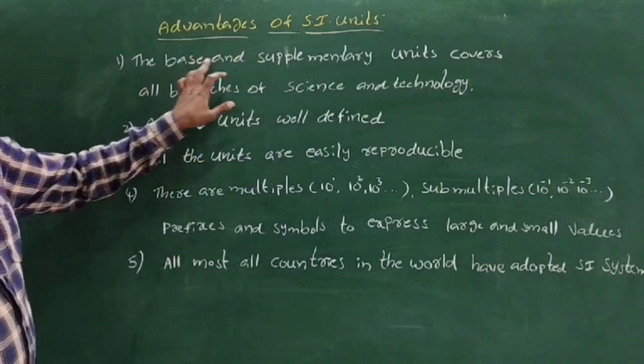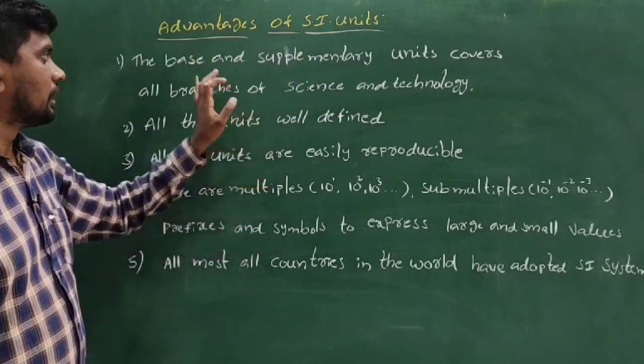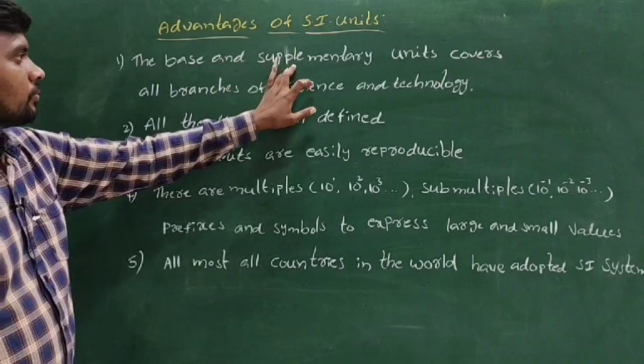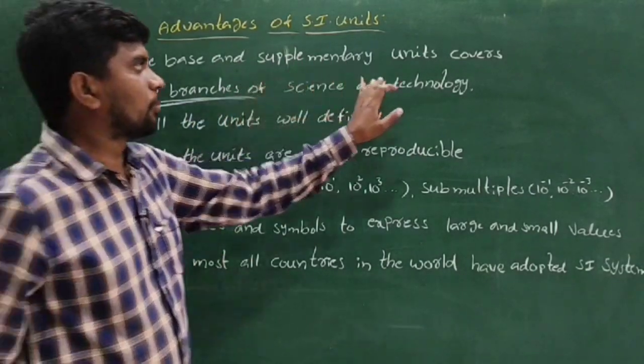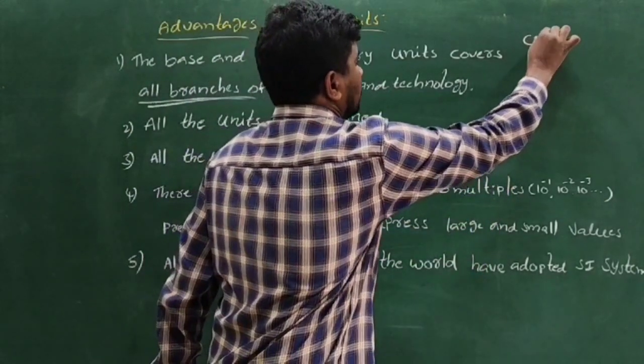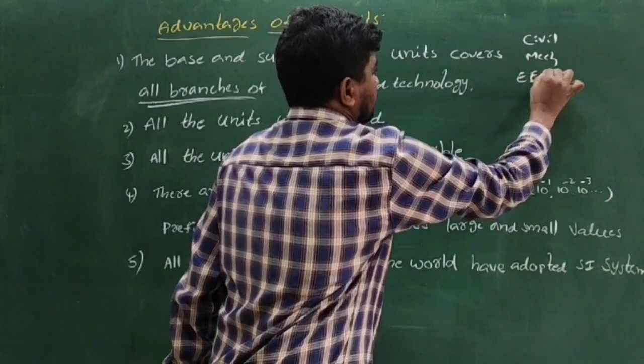The first one is the base and supplementary units. There are 7 base units: length, mass, time, which cover all branches. In diploma, there are 4 branches, for example civil, mechanical, EEE, ECE.